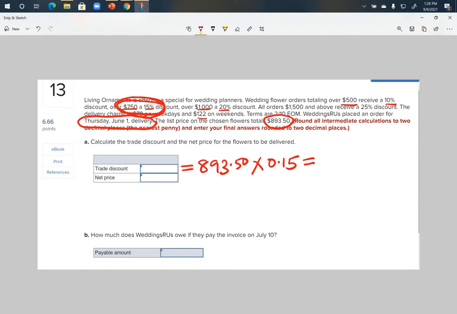So we take 893.50 times 15%. This gives me a discount of $134.025. Again, that's one way to find the discount. Then the net price is what you end up paying after you have taken advantage of the discount. Your net price in this example will be the cost of the item, $893.50, minus the discount amount, $134.025.